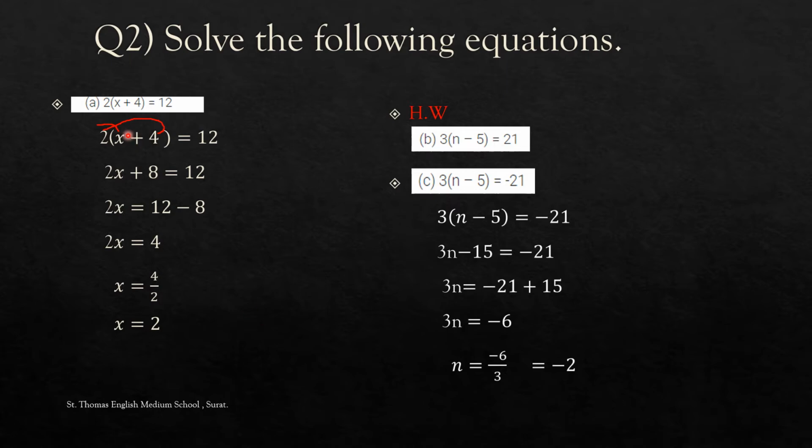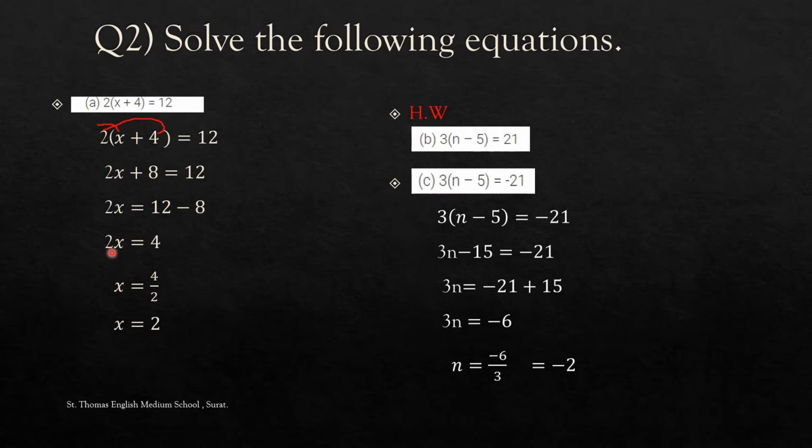And what is the sign here? Plus. Here also plus. Both are positive, so plus into plus, plus. 2 fours are 8 is equal to 12. Now this is plus 8. If it goes, it becomes minus. So 2x is equal to 12 minus 8. 12 minus 8, that is 4. 2x is equal to 4. So what is the value of x? X is equal to 4.